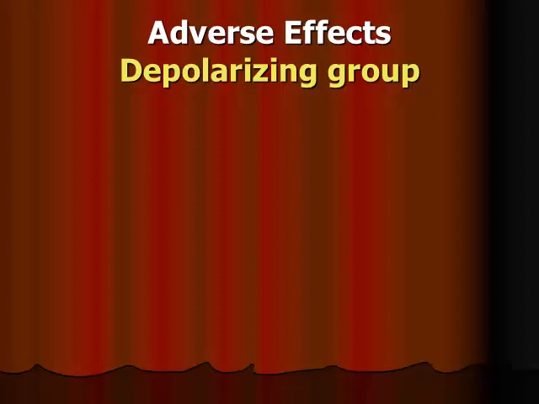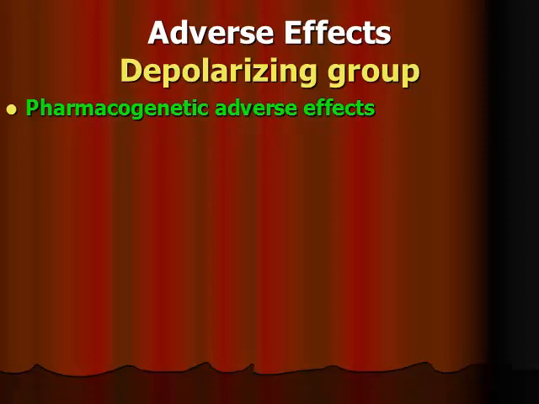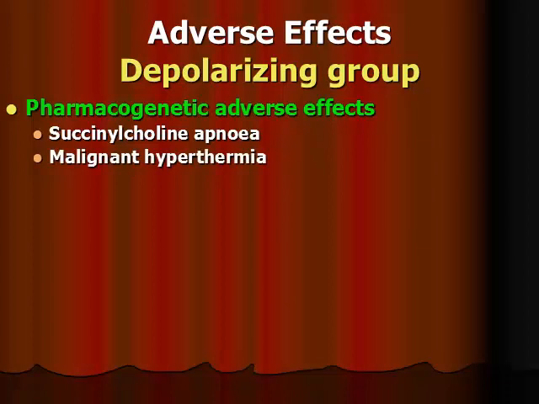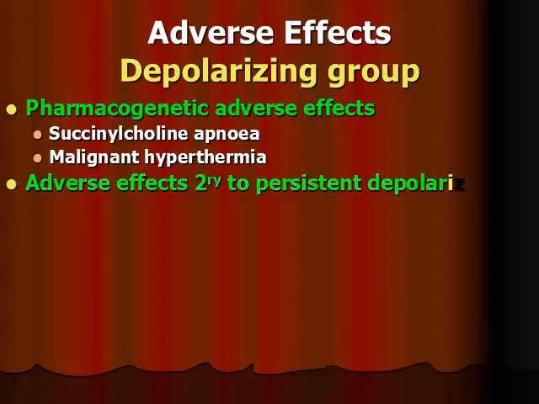These may be divided into two major subgroups. First is the type B, the bizarre adverse effects, or the pharmacogenetic adverse effects. These include the succinylcholine apnea and the malignant hyperthermia. The discussion of these two idiosyncratic effects will be deferred to discuss each one in more detail. The second is the type A, the augmented adverse effects. Four of these adverse effects stem from the persistent depolarization.